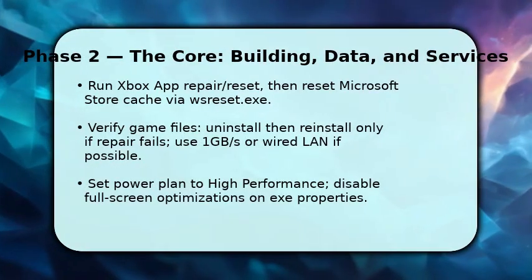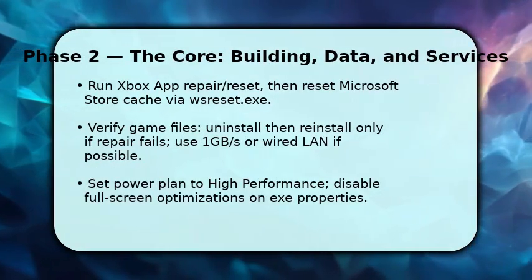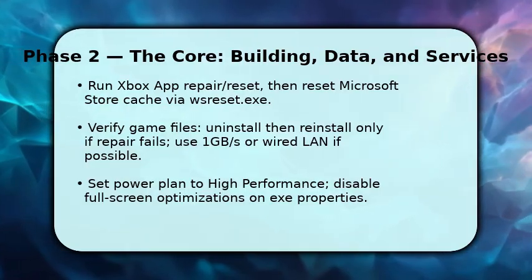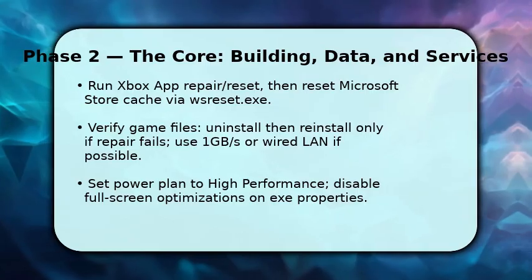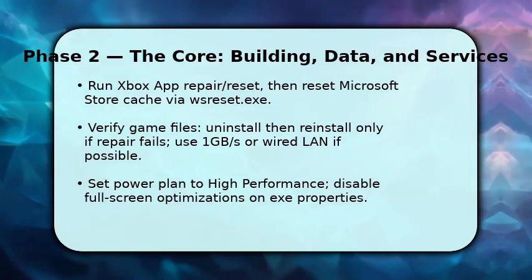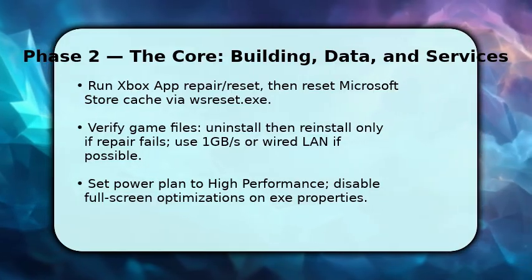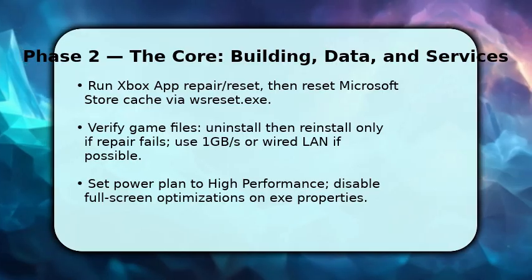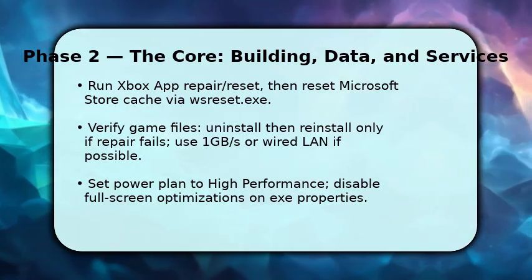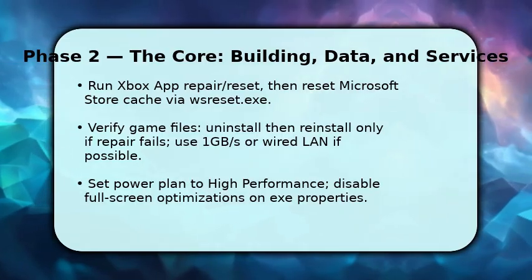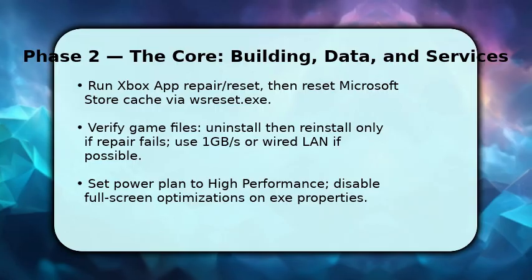You now address corrupted files and settings. First, repair or reset the Xbox app and run WSReset.exe to clear the Microsoft Store cache, which often fixes launch errors. Next, verify the game's integrity by using the Xbox app repair option. If problems persist, uninstall and reinstall using a stable wired connection. Large installs fail on flaky Wi-Fi.